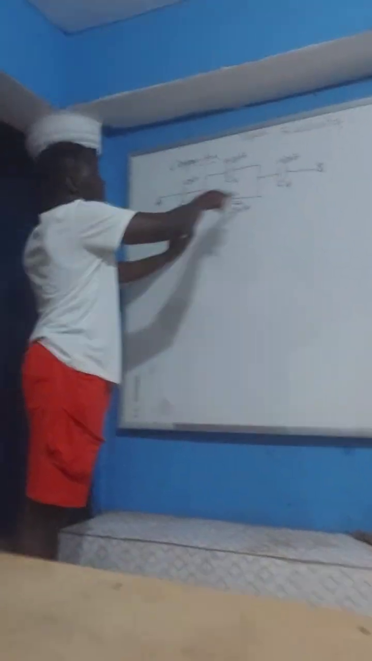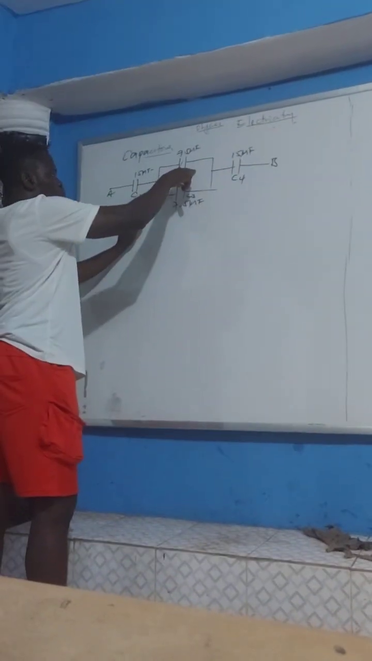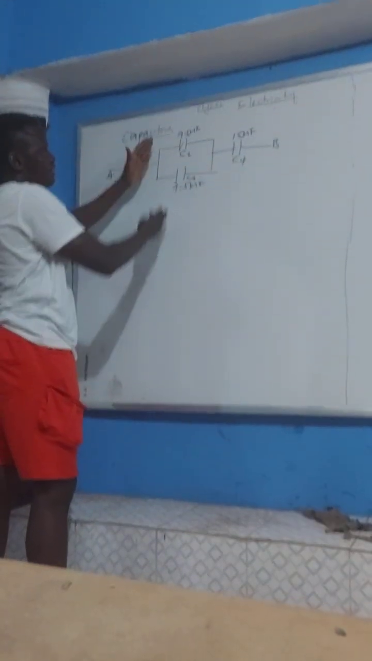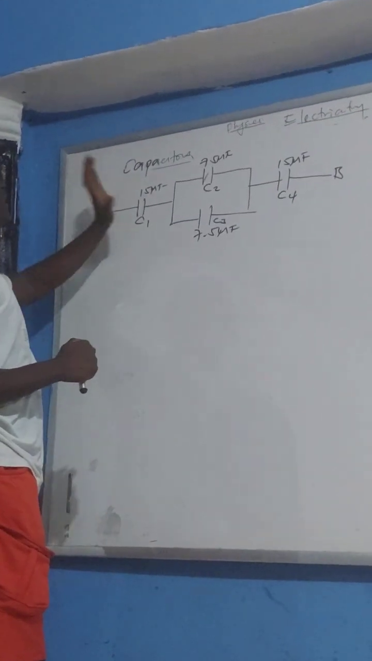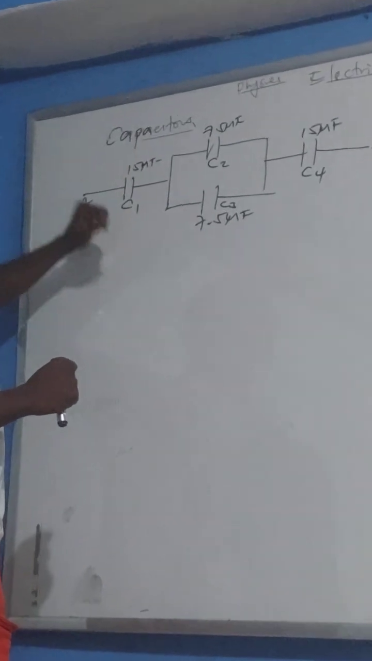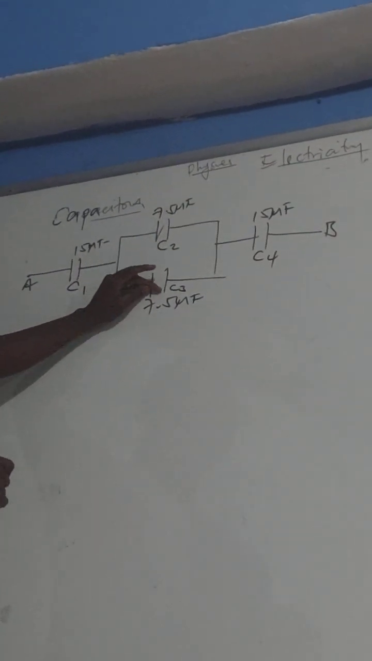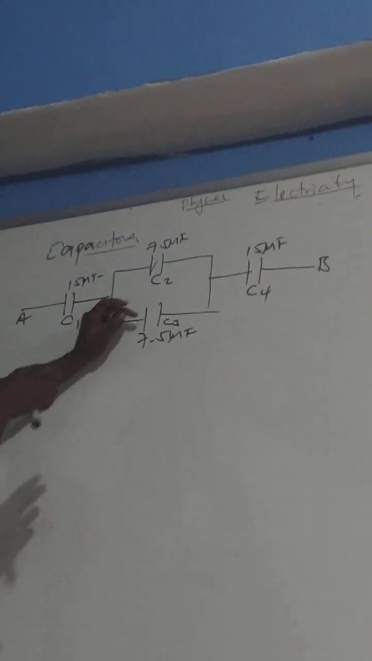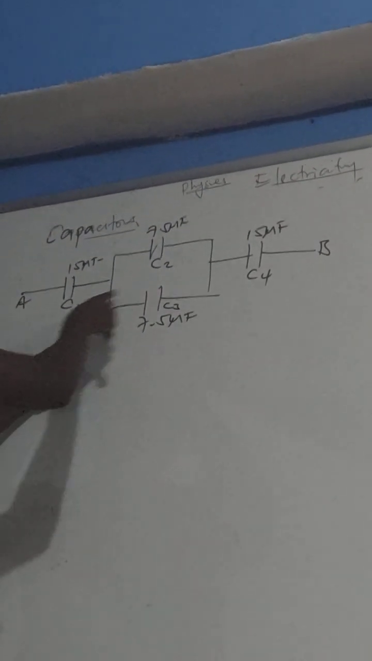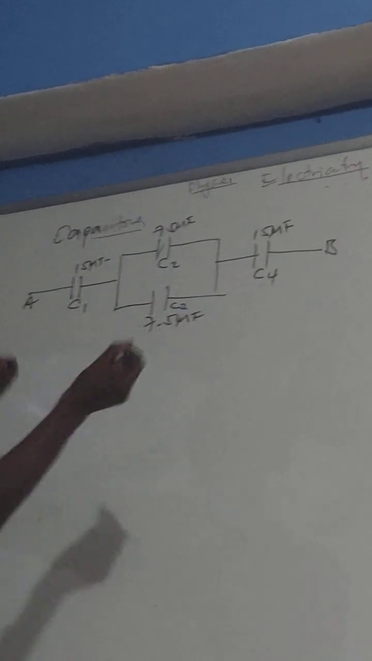If you study them well, you can understand that capacitor 1 and capacitor 4 are in series. Capacitor 2 and capacitor 3 are in parallel. So whenever you are given such a problem to solve, you have to resolve capacitor 2 and capacitor 3 first, then they can work with capacitor 1 and capacitor 4. So let's just take something like this.